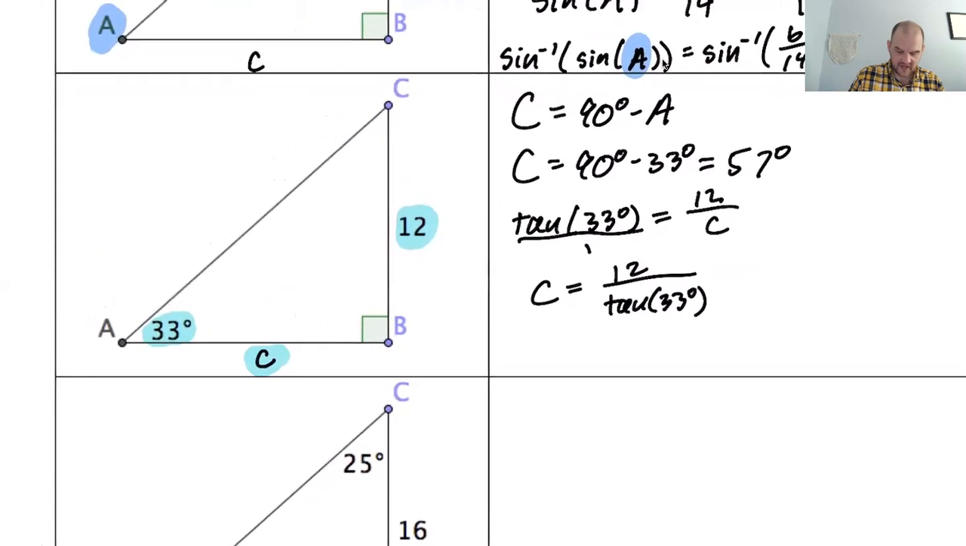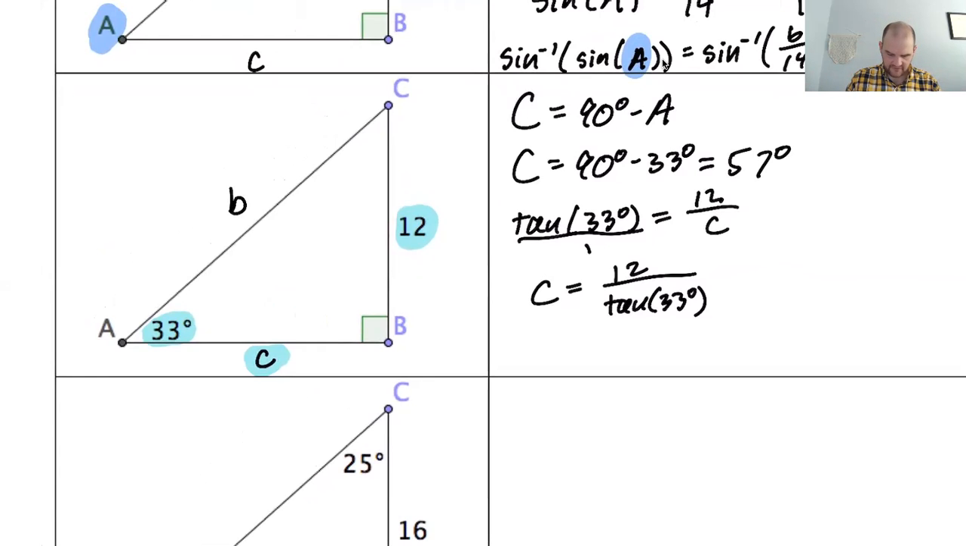That's one of those things you've got to get used to because, you know, it drives me nuts when people are like, should we get a number? Should we get the answer? We got the answer. It's 12 over the tangent of 33. If you don't like that, it doesn't really matter. It's still the answer. Let's take a look at the next one.